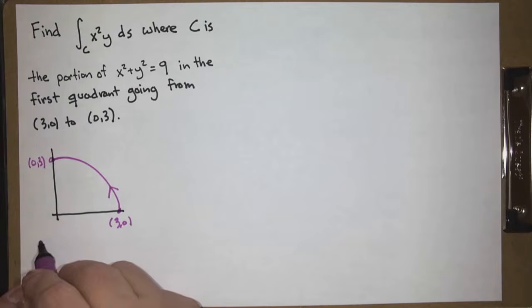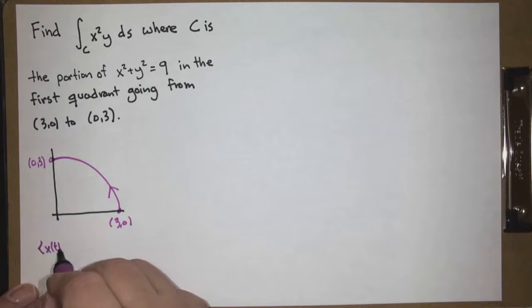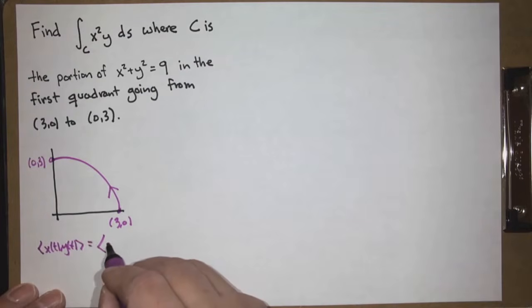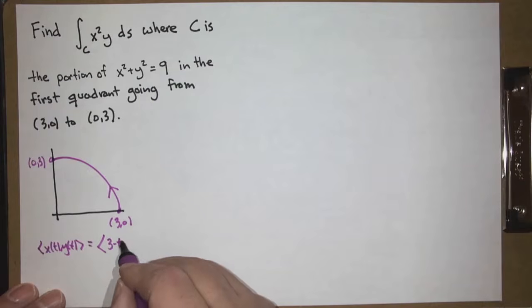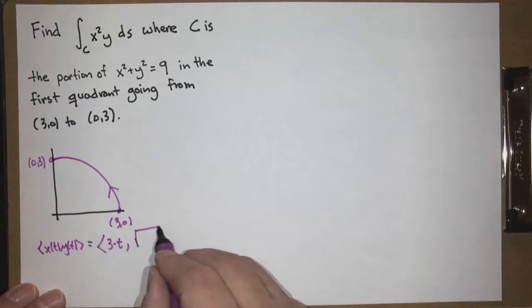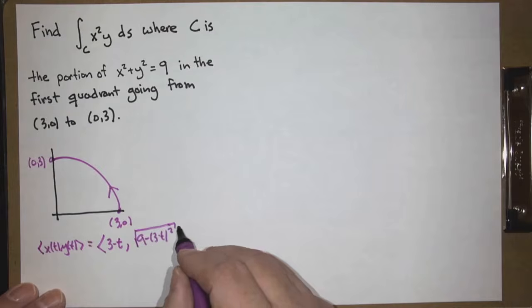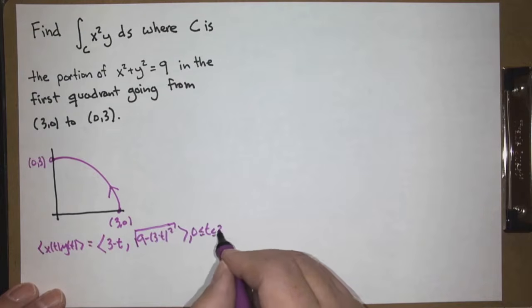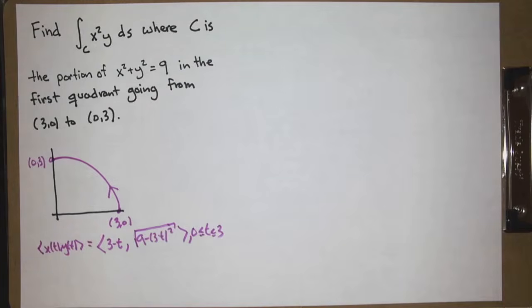So here's one, x of t, y of t, that we could choose. Namely, x = 3 minus t and y = the square root of 9 minus (3 minus t) squared, for 0 less than or equal to t less than or equal to 3. We can do that. That starts at (3, 0), it ends at (0, 3), and it follows that curve.